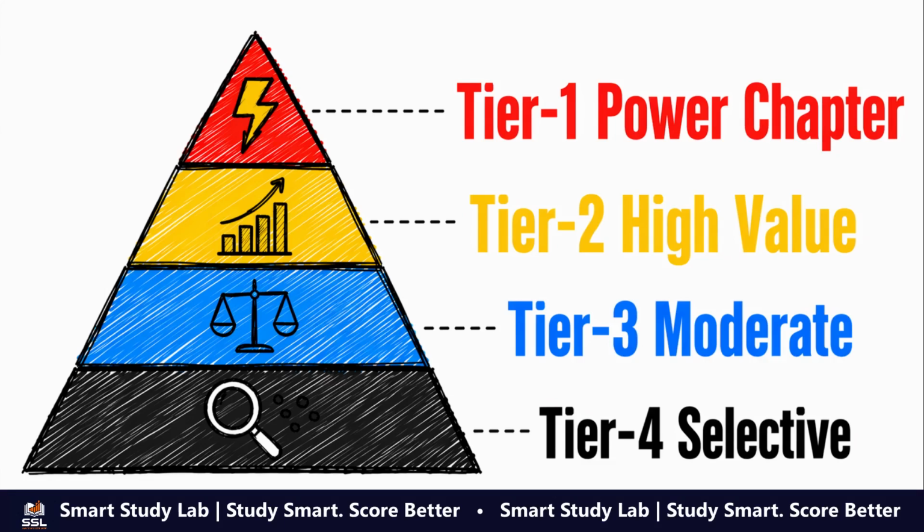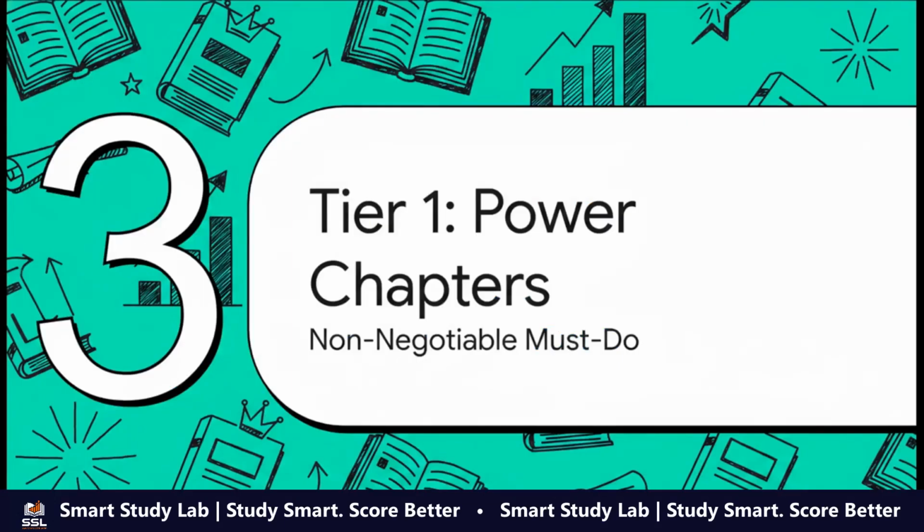Tier 1, those are your power chapters. These are absolutely non-negotiable. Tier 2 contains the high-value chapters, the ones that give you a fantastic return on your study time. Tier 3 is for moderate coverage. One solid revision is all you need. And finally, Tier 4 is for selective study, where you spend the absolute minimum time possible. So let's see where each chapter fits, shall we? Let's start at the top.